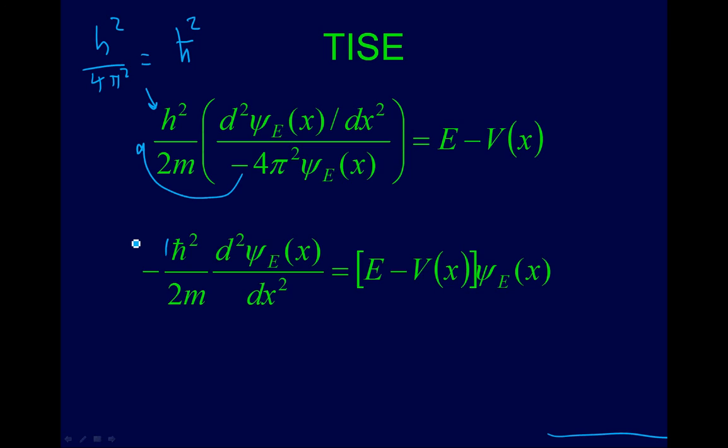We move this negative out front because we like to have that negative here. And then what we do is we just multiply both sides by a psi sub e. Okay, and if you look at this, this is just the time-independent Schrodinger equation.